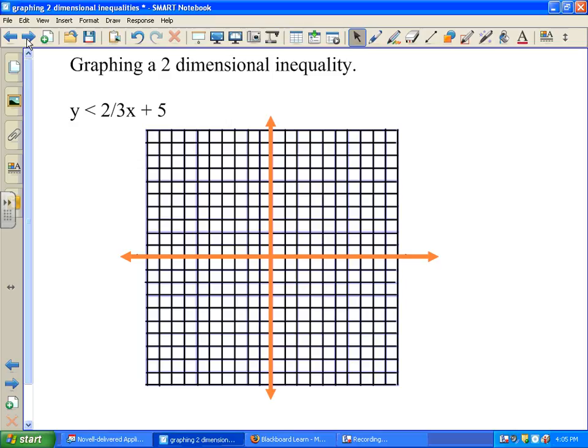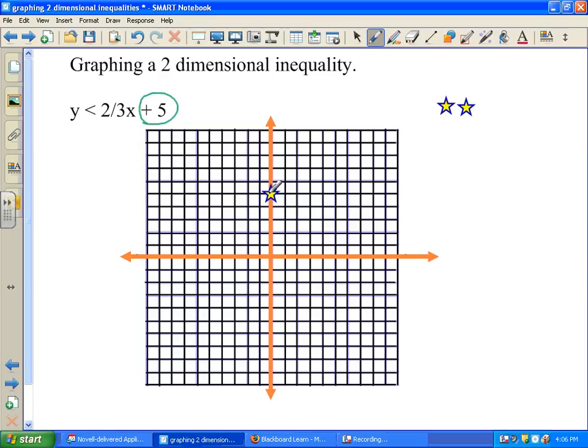We take a piece of graph paper, and if you hit pause, you can print out the screen and get the graph paper from there, or have graph paper ready before you started the lesson. So here we're going to graph y is less than 2/3 x plus 5. Where do we start? We start at the y-intercept, and the y-intercept is plus 5. There's the xy axis where they cross. We're going to go up 1, 2, 3, 4, 5, and put a point there.